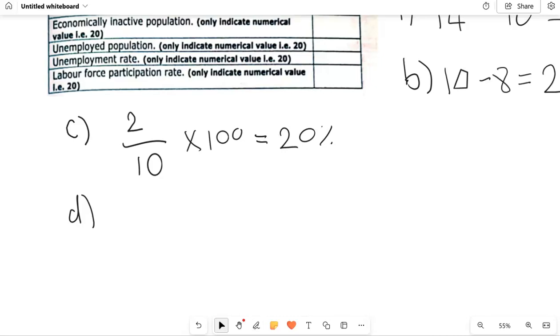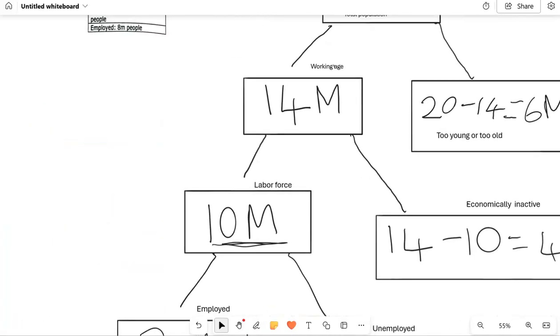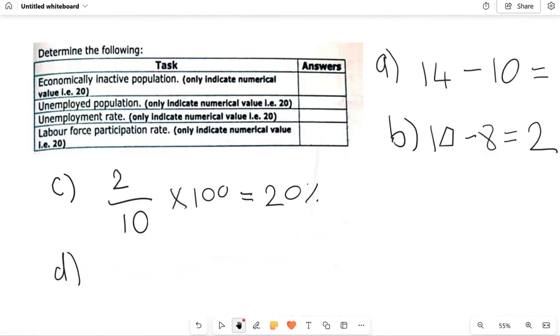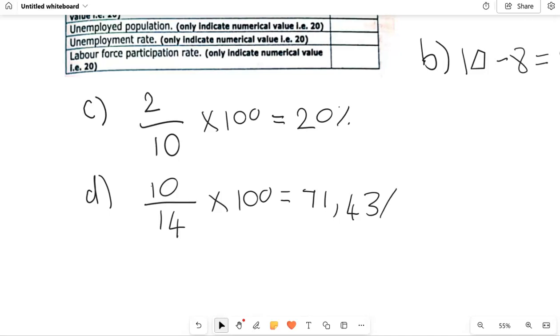If we go to number D, they wanted us to calculate the labor force participation rate. You go back to your graph. The formula there is the labor force divided by our working age. So it's going to be 10 divided by 14 multiplied by 100, and the answer is going to be 71.43%. That's it for the video.